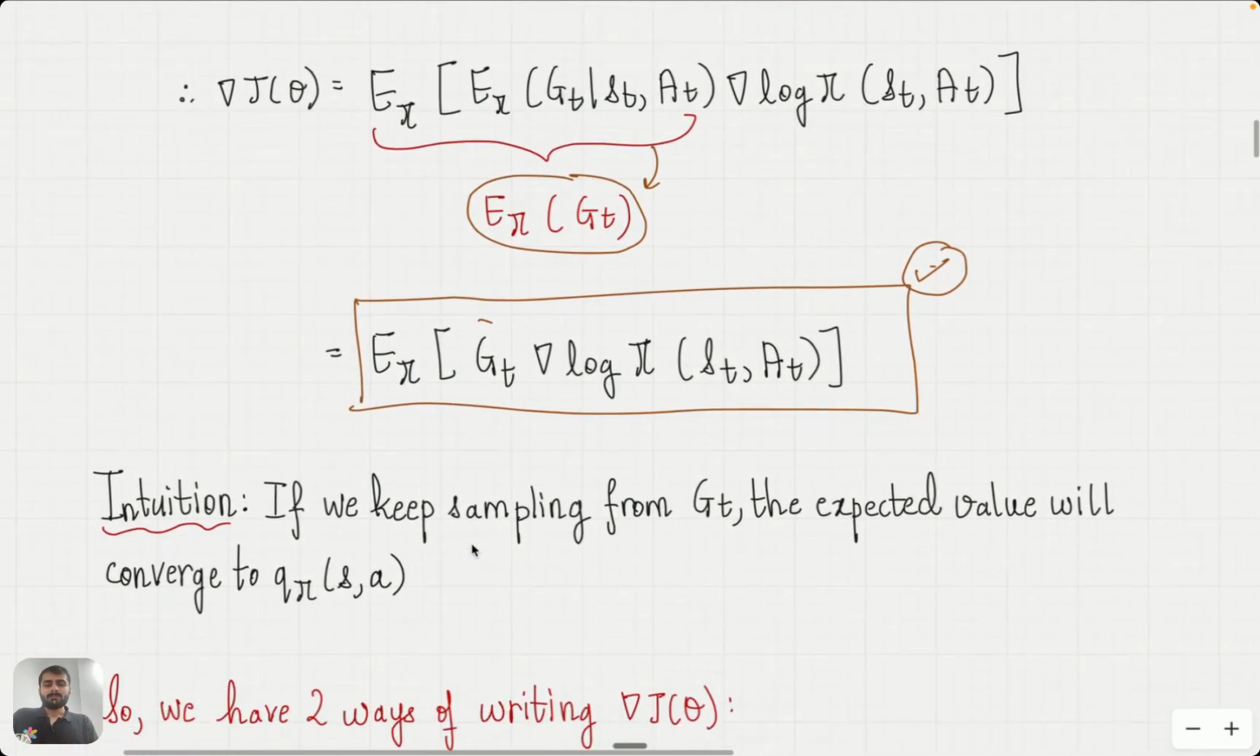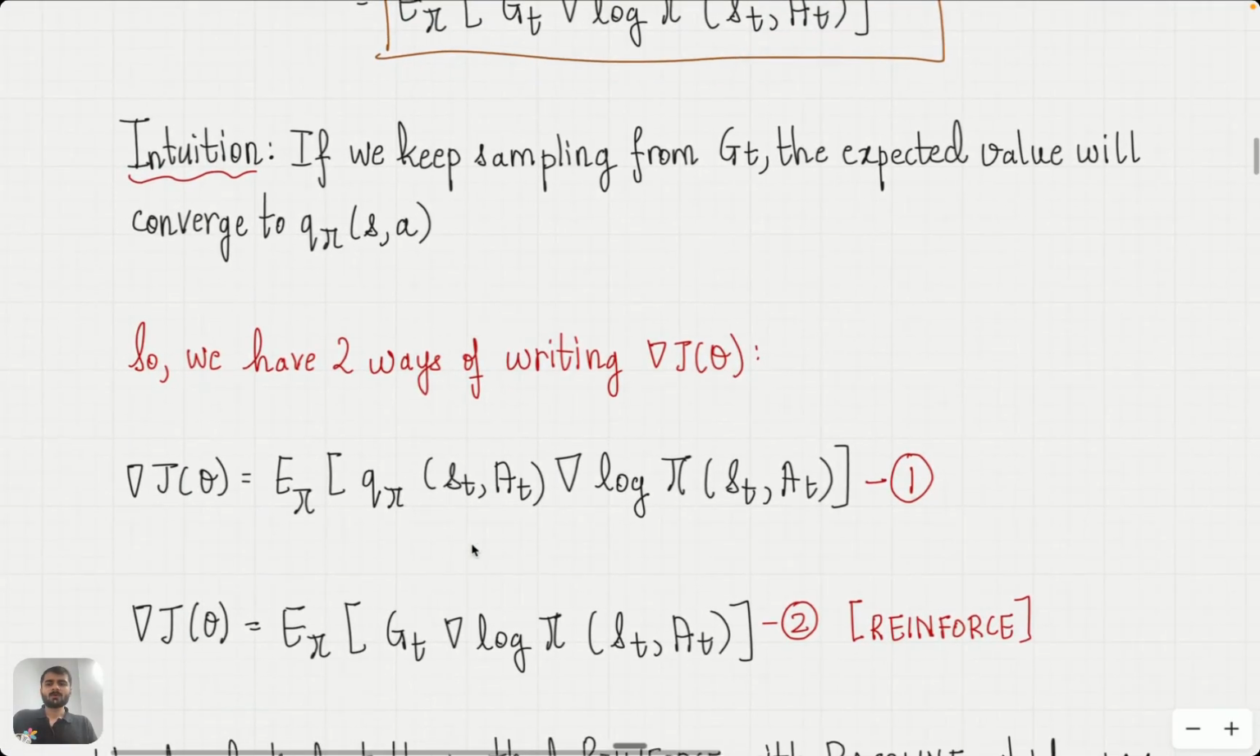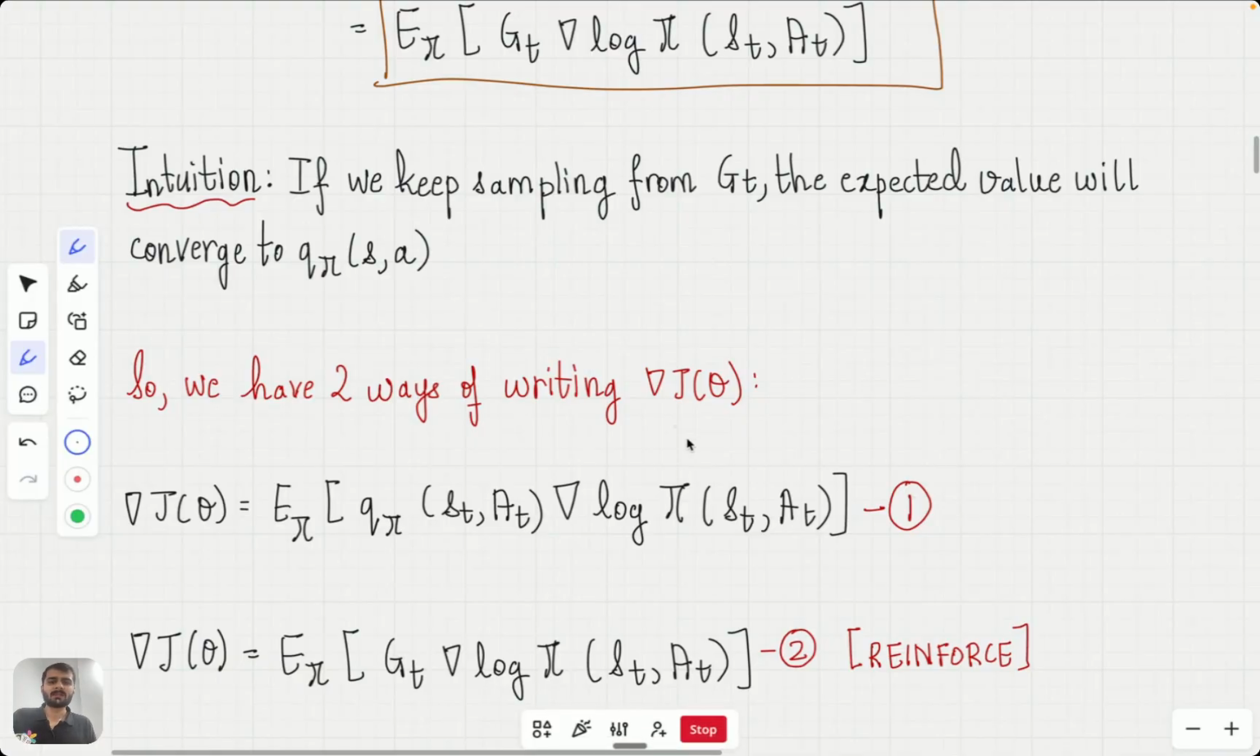Okay, so there are two ways of writing grad J(θ), which is the gradient of the performance measure. The first is simply to have Q^π over here, and the second is to replace Q^π by G_t. The second method is called the REINFORCE method.